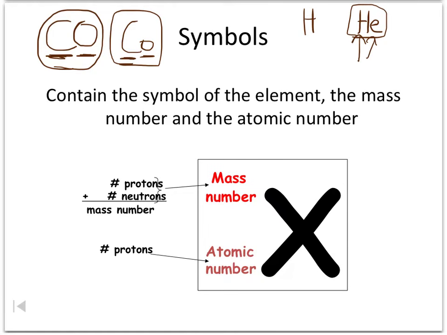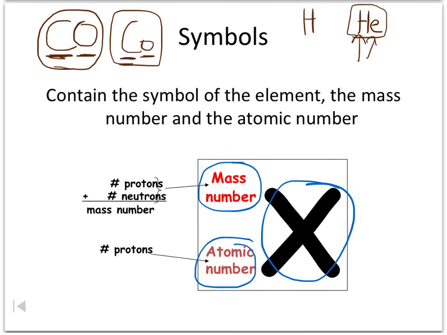All right, symbols. When writing a symbol for an element, you always place the symbol here, and then you place the mass number in the upper left-hand corner and the atomic number in the lower left-hand corner. The mass number is the mass of the atom in terms of atomic mass units. The mass of an atom is just the mass of the total number of protons and neutrons together, since the electron has very little mass compared to protons and neutrons.